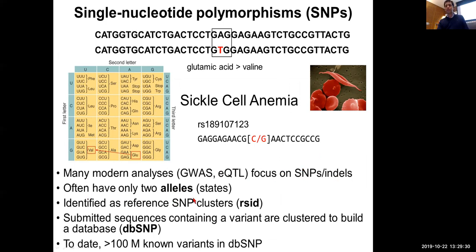And they very often have two alleles. These are the two states. They're identified by some RSID. So here's the RSID of this SNP on the genome. The submitted sequences contain a variant, and they're clustered to build a database. dbSNP contains all SNPs that are common in the human genome. There are more than 100 million known variants in dbSNP.